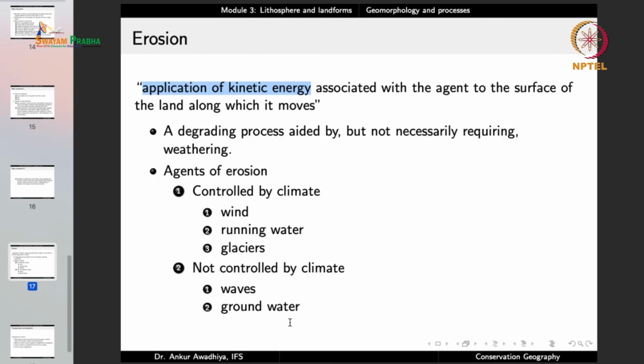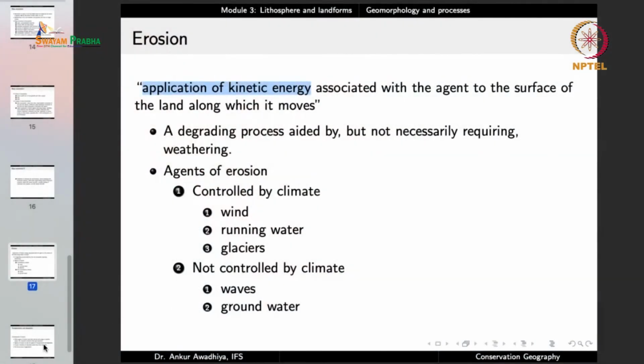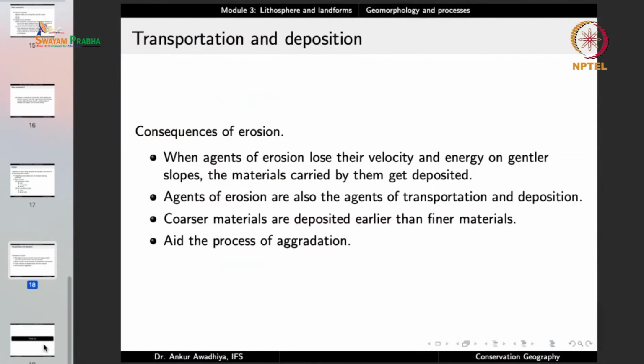Now, all of these, because they have kinetic energy, because they have movement, so they can carry materials along with them. So, they are agents of erosion. There are agents of erosion that are controlled by climate, and there are also agents of erosion that are not controlled by the climate. But then once the material is moved, what happens to the material? Well, later on this material will be deposited somewhere. So, the material is moved, it is transported, and later on it is deposited. So, transportation and deposition are also consequences of erosion.